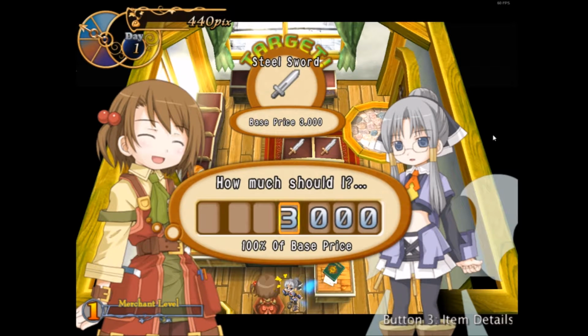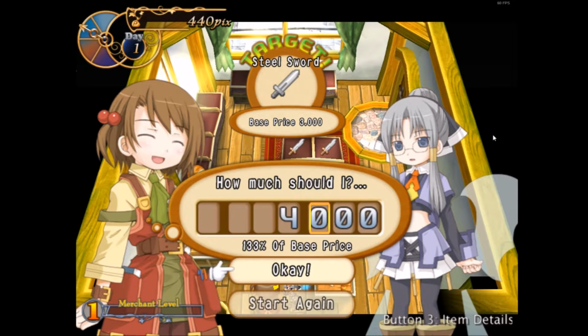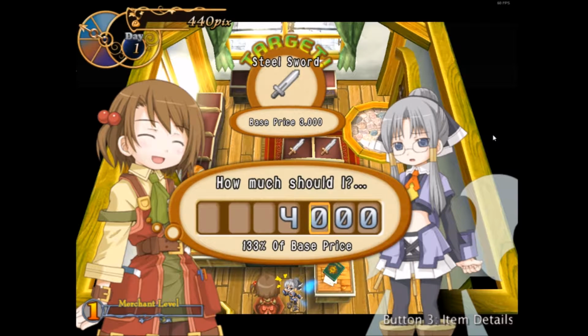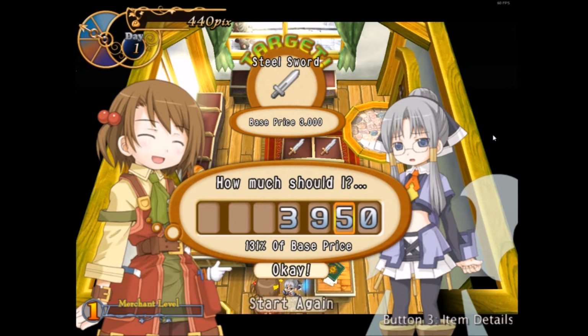Okay, sie möchte also das. Gut, 3000. Sie meinte so um die 30%, ne? Können wir eigentlich 4000 anbieten? Could it go a little lower, perhaps? Natürlich. Und dann würde ich sagen, gehen wir auf 3,59.